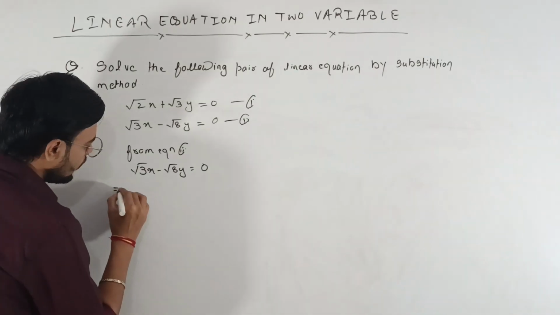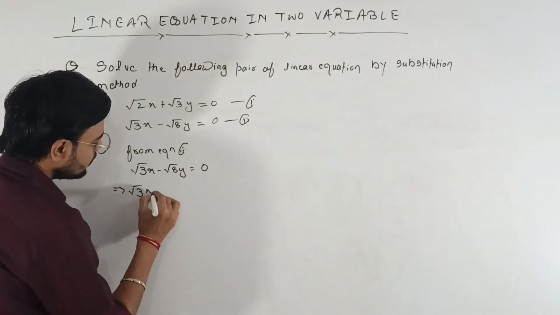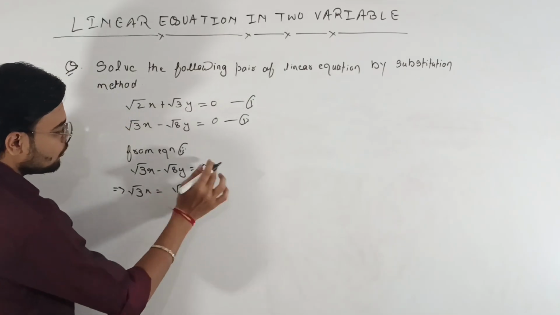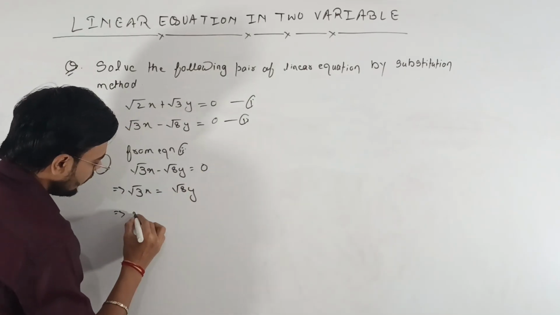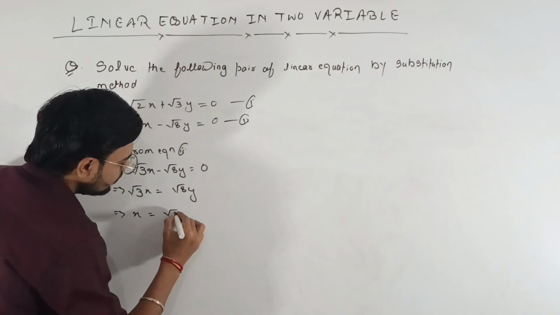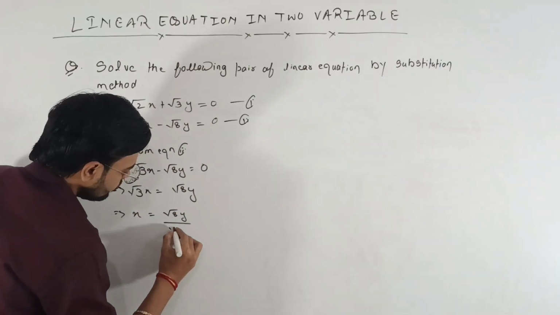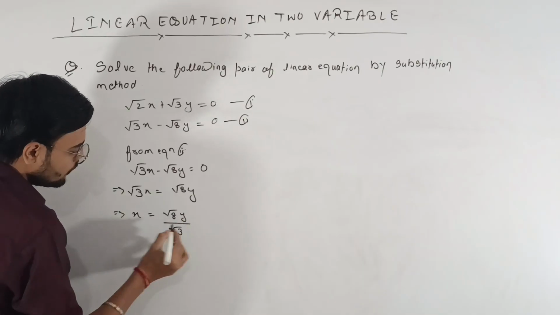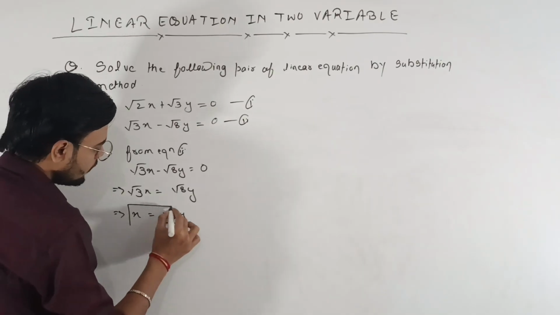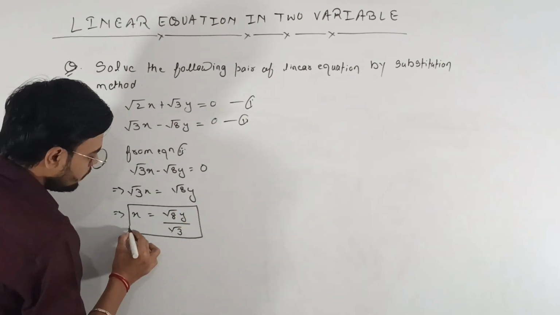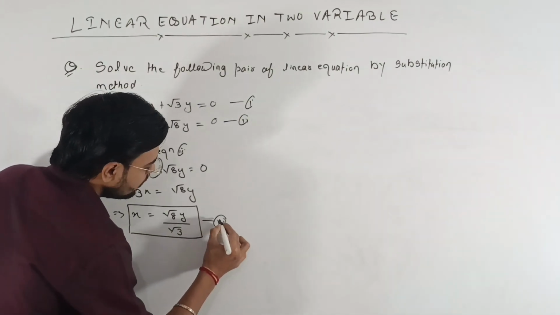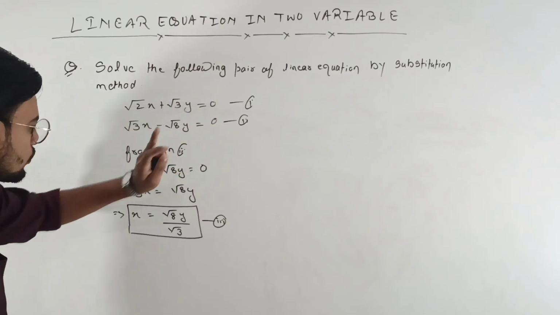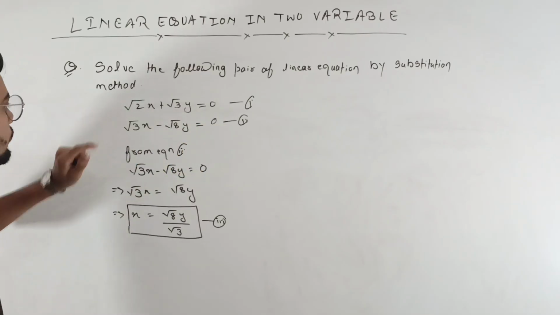So I write x in terms of y, which means root 3 x is equal to root 8 y. Why? Because this root 8 y goes to this side. So from here I get x is equal to root 8 y upon root 3. This is my equation number third. Now after this I put this value of x in either 1 or 2. So I put this value of x in equation first.